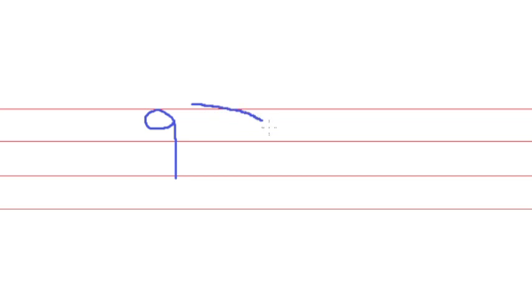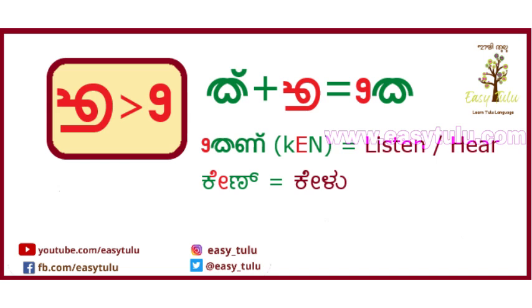Then we have to write the letter Ka. Okay, next vowel is A. This is the long A. Ka plus A makes Kaa. Example, Kelu. Kelu means listen or hear in Kannada.